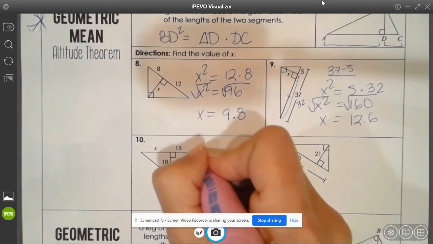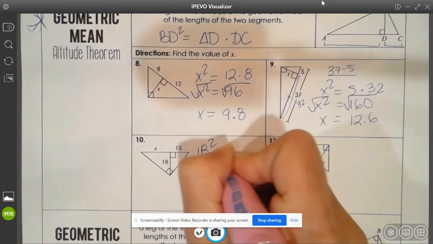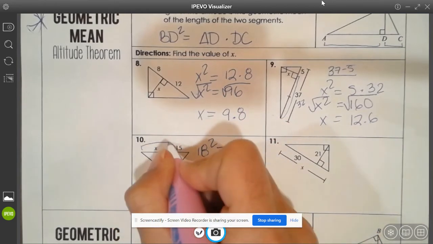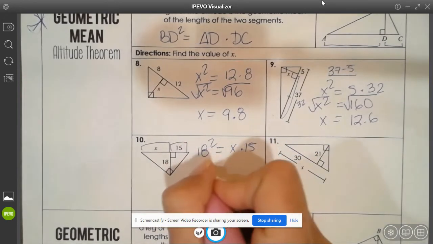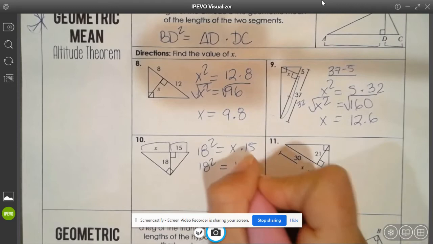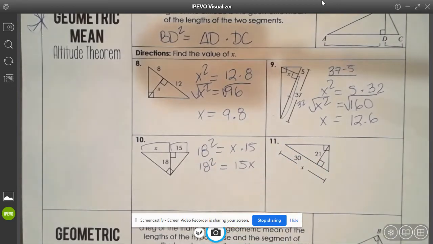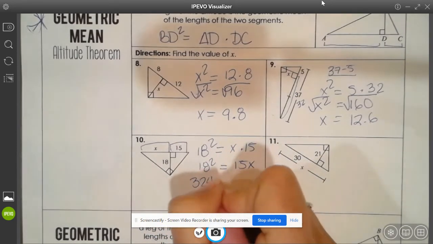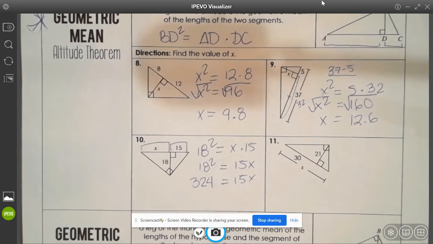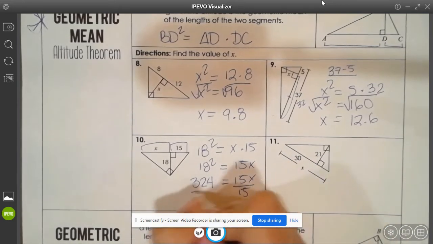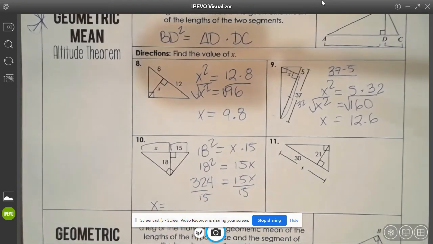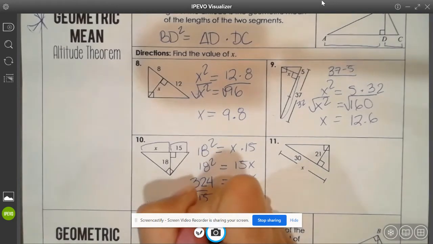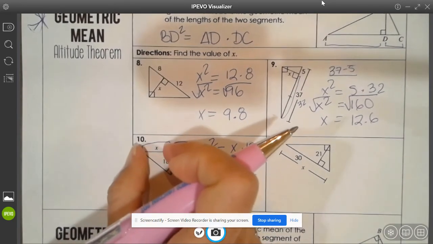So if they're giving you the altitude, it's 18 squared equals, well, x is this piece times this piece, right? So that's x times 15. If we do some algebra, that would be 18 squared equals 15x. Remember, you divide by that. But first, you got to find what 18 squared is. That's 324 equals 15x. Oh, that's algebra, people. You divide by 15 and you find x. So that would be 21.6. And that is this piece that you're missing here.